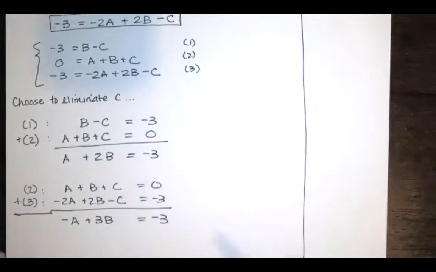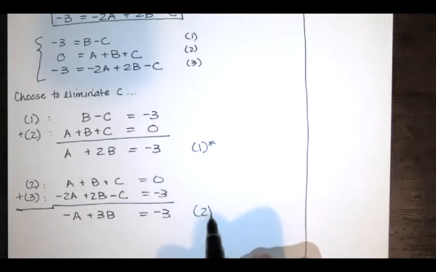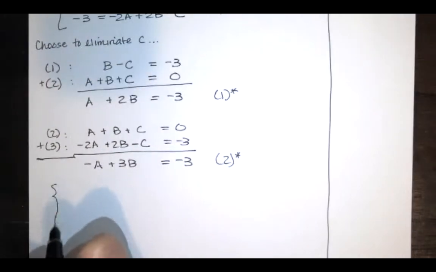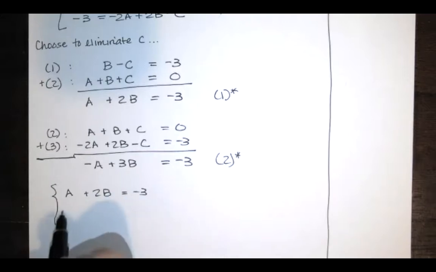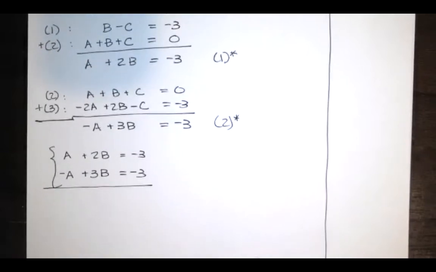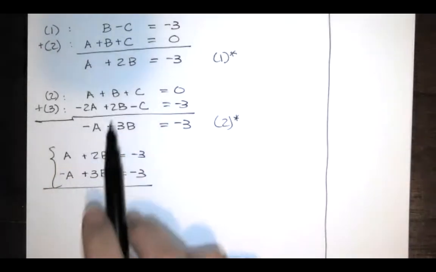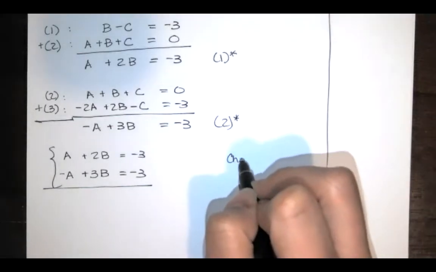So now I've got 2 equations and 2 unknowns. Because I chose to eliminate my c, I'll call this equation 1 star and that equation 2 star. And now we're here. And the goal is to eliminate a variable from here. Well, since I have a positive a on this one and a negative a on that one, I think the easiest variable to choose to eliminate is a, because if I add those together, the a's will be gone. So we'll choose to eliminate a.